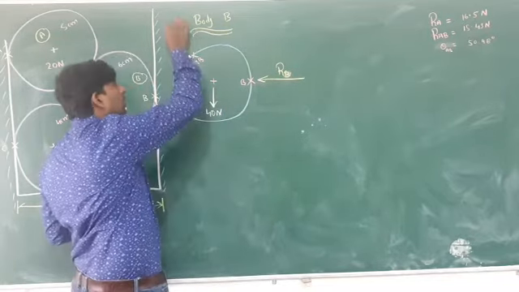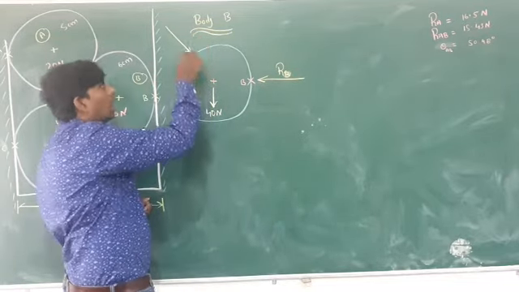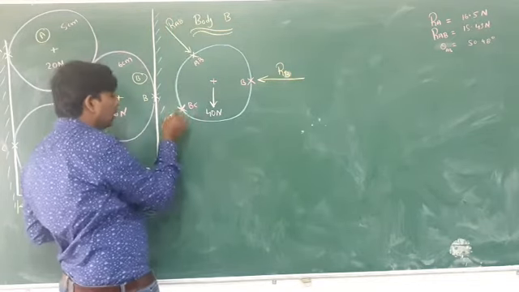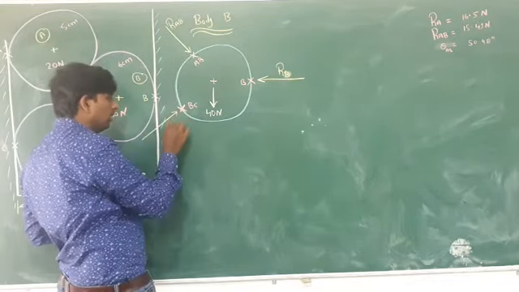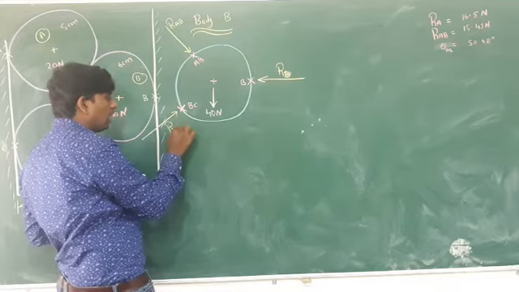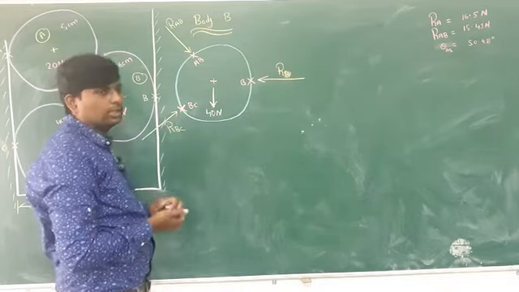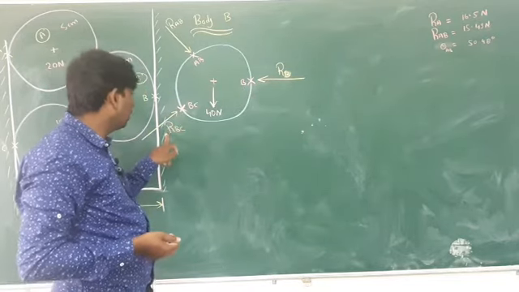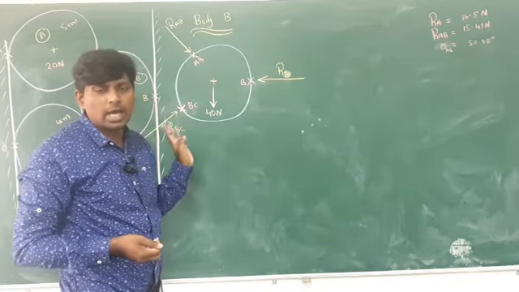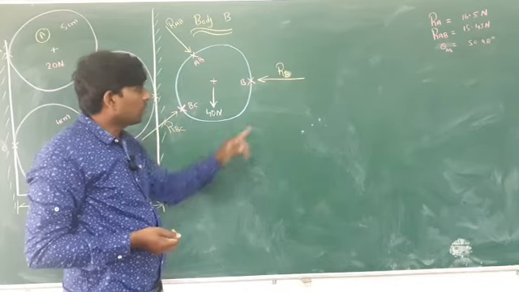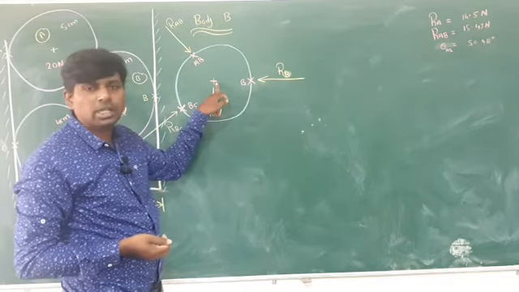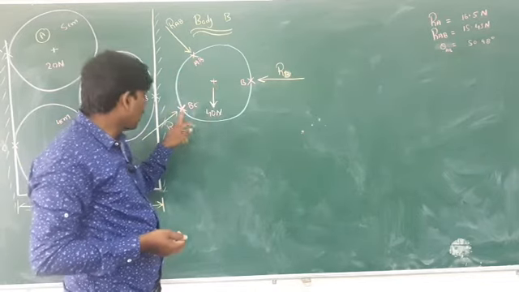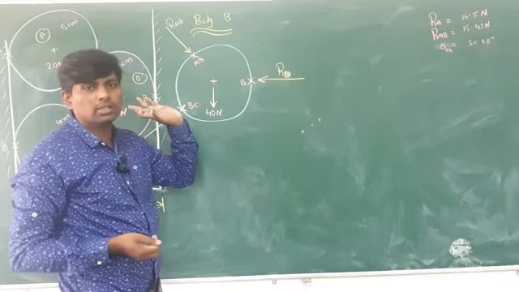And if you see here, this one can be written as RAB, and this one as RBC. This is RB, this is RAB, and this one is RBC. After touching this point, it will touch the center.